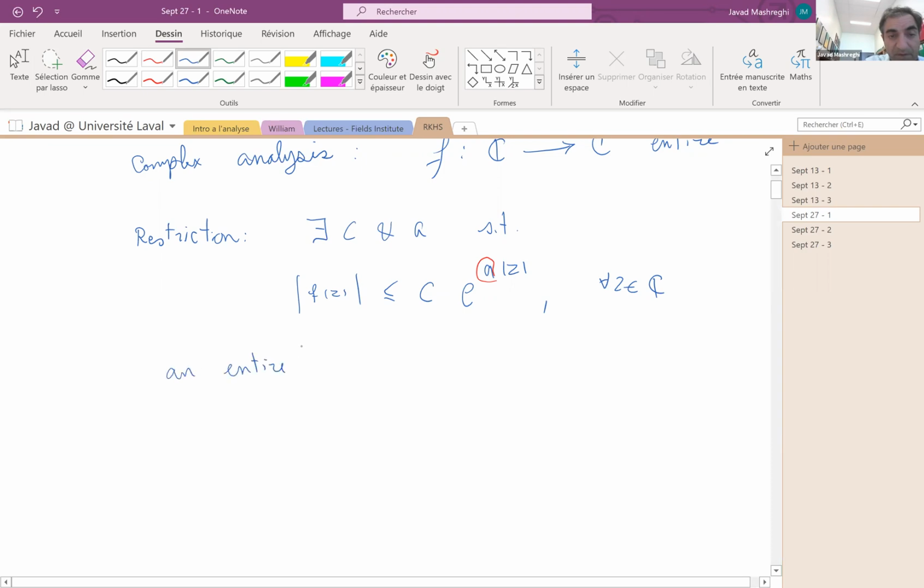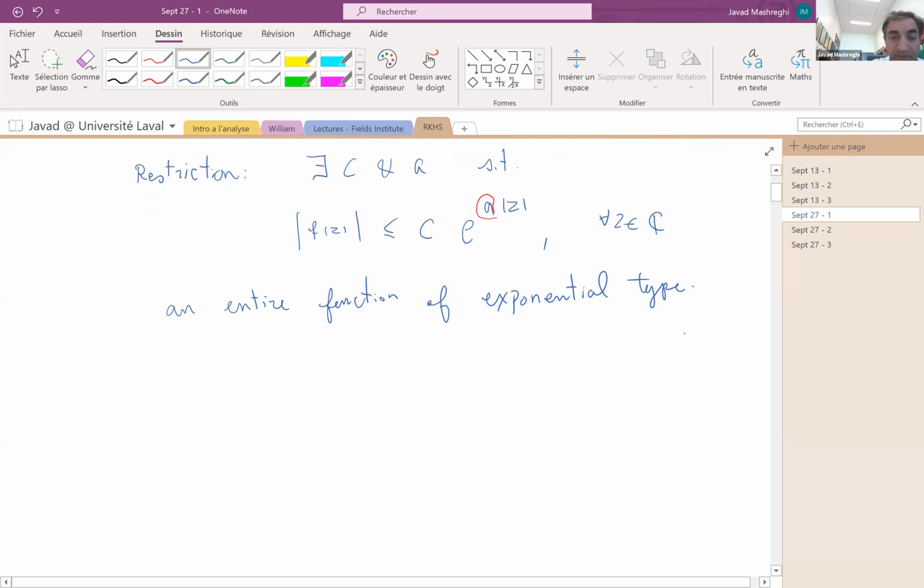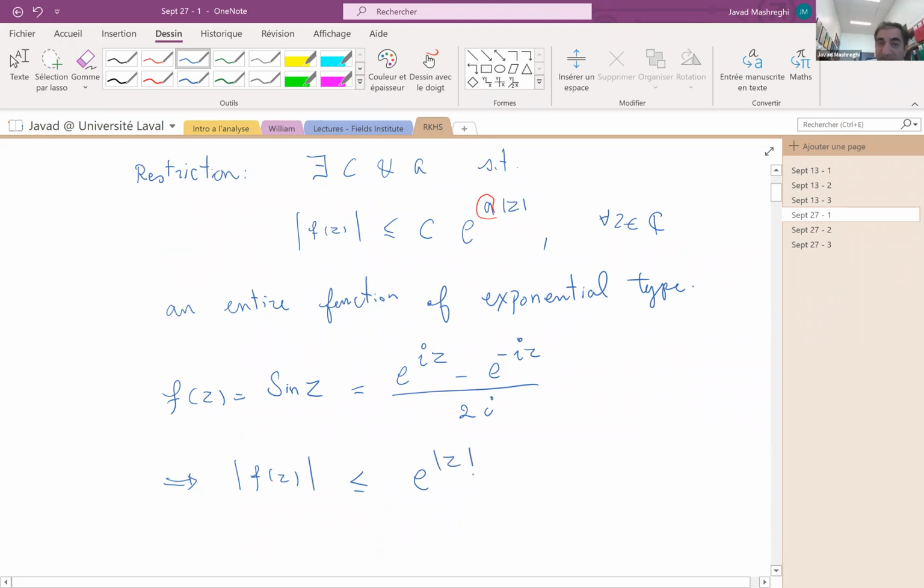And the entire function of exponential type. Indeed, in your work before, for sure, you have seen many such functions. For example, f of z is equal to sine z or cosine z. In this way, it is not clear why it is of exponential type, but if you write it as e to the iz minus e to the minus iz divided by 2i, you immediately see that the absolute value of f of z is less than or equal to e to the absolute value of z. So both C and A you can take equal to 1.